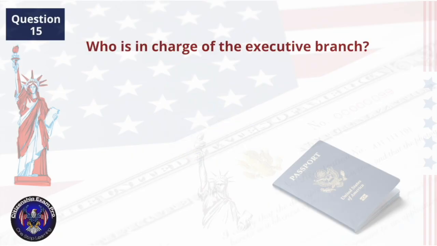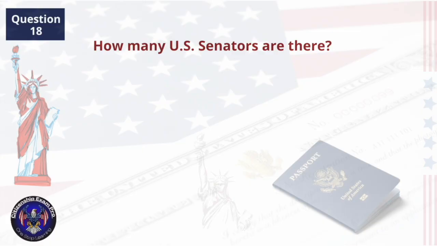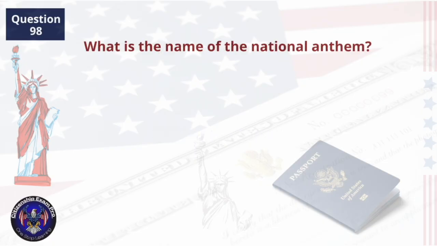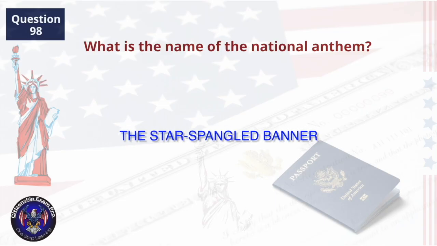Who is in charge of the executive branch? The President. How many U.S. senators are there? 100. What is the name of the national anthem? The Star-Spangled Banner.